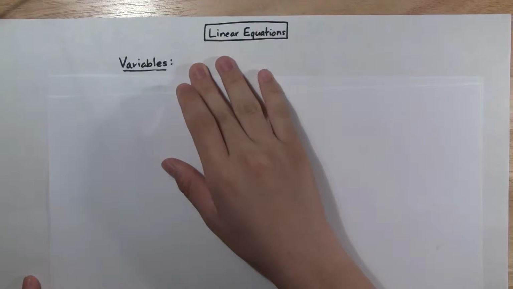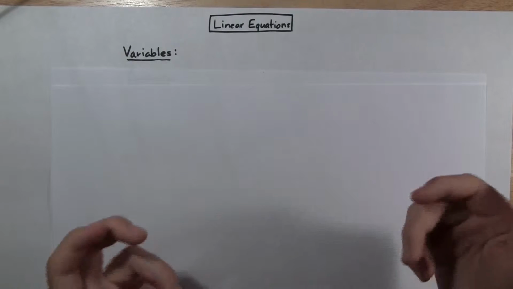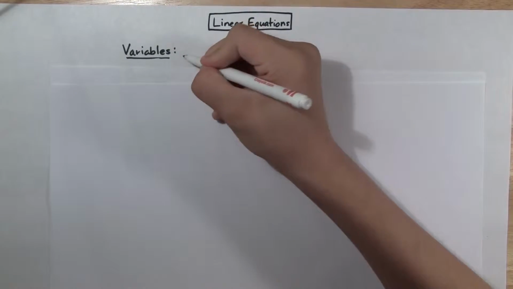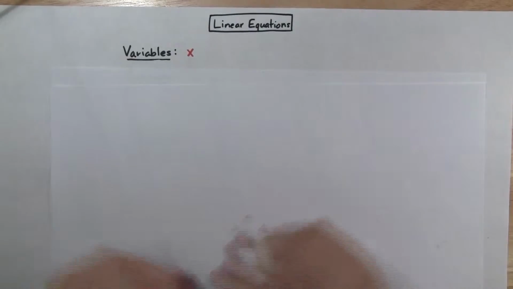So a variable is just a symbol you can use to represent a quantity. Basically, a variable is a quantity that can change depending on what value you want to plug in for that variable. So let's look at a few examples of some variables. So x is a variable. This is the most common variable.